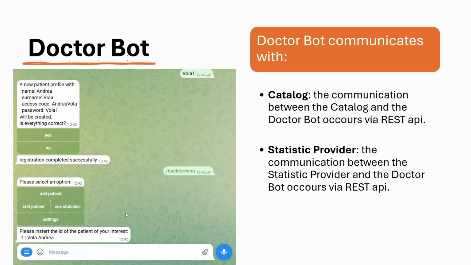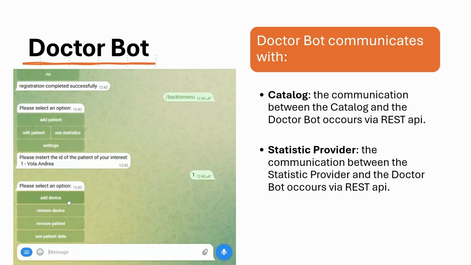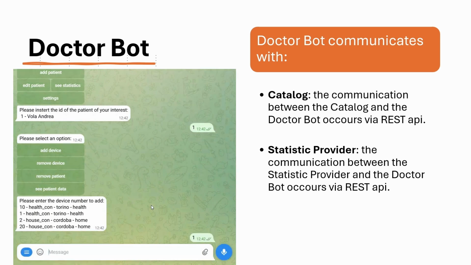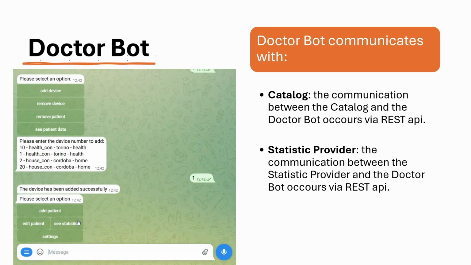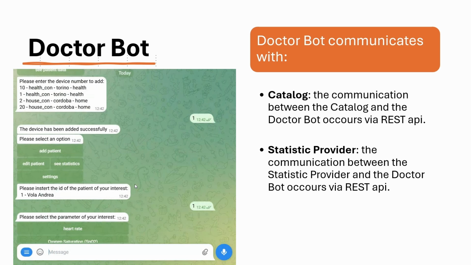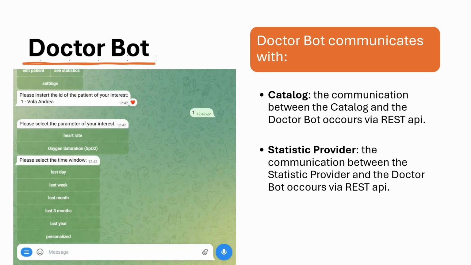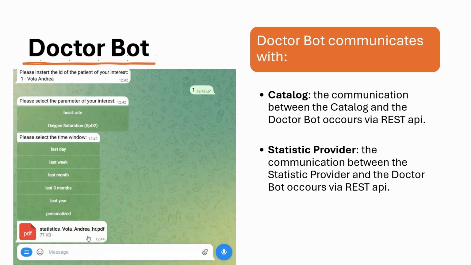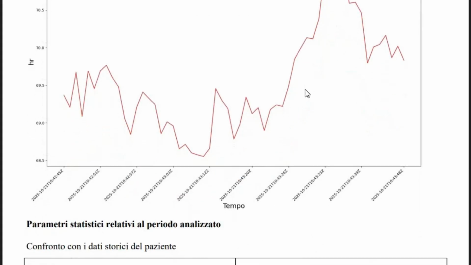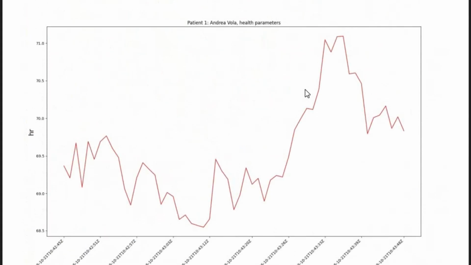Finally, it will be possible to view the PDF report requested from the statistic provider via HTTP request, containing medical parameters and statistical information about the monitored patient's medical data. All the data concerning the doctor's and patient's information is communicated and saved to the catalog via HTTP request.